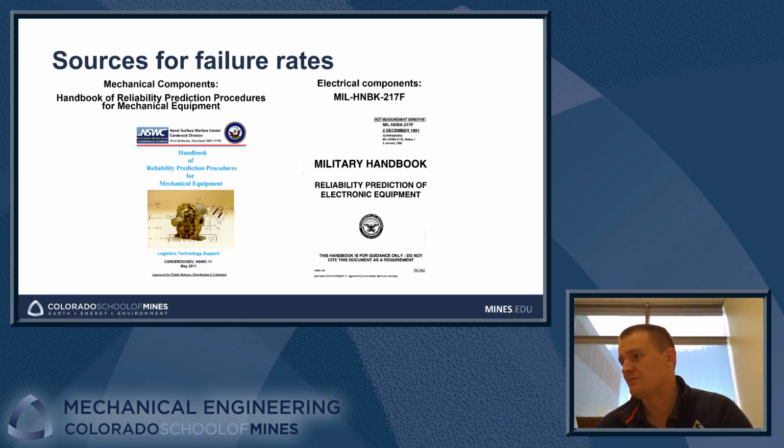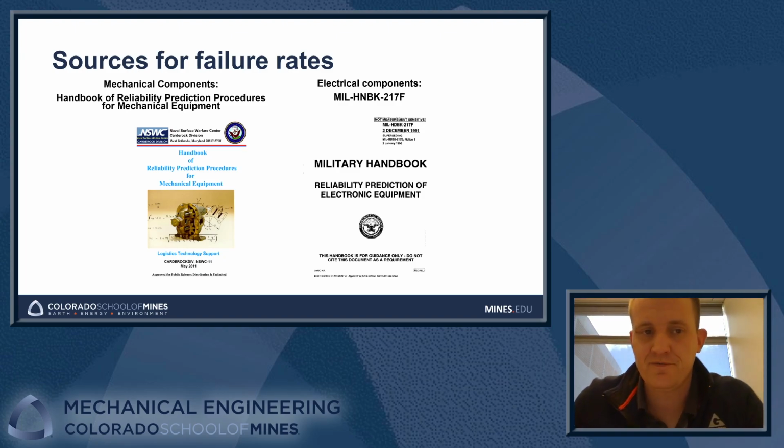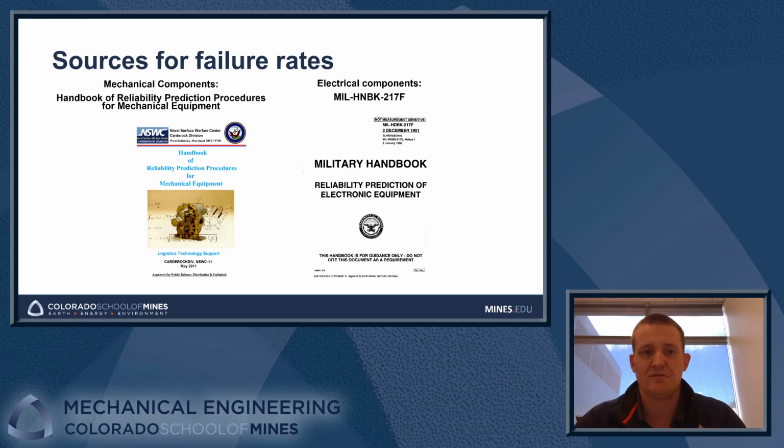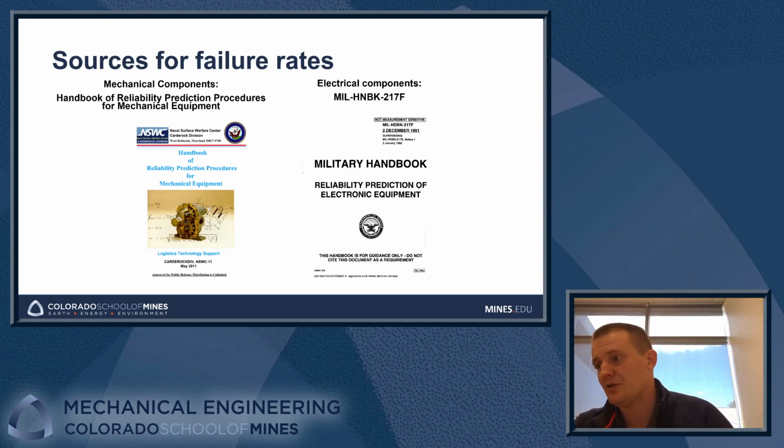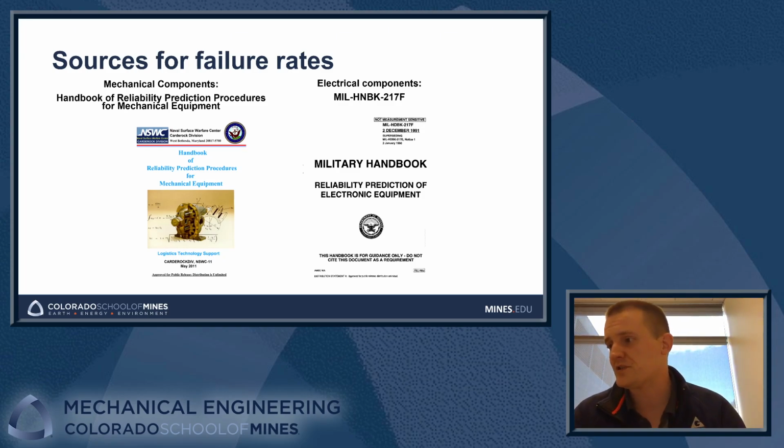All right, the two resources that you're probably going to go to most often are the Handbook of Reliability Prediction Procedures for Mechanical Equipment, from the Naval Surface Warfare Center. That's a great reference for anything mechanical: gears, belts, seals, shafts, all that kind of stuff. There's tons of great references in that handbook. If you're looking to see how reliable a piece of electronic equipment is, then you'll probably turn to MIL-HDBK-217F, which is another military set of data that they've compiled.